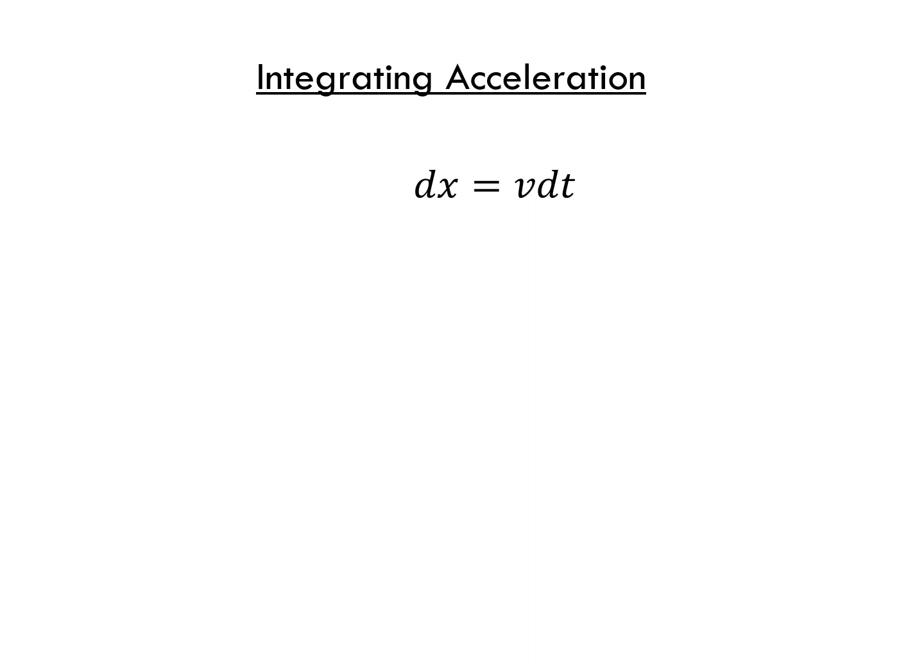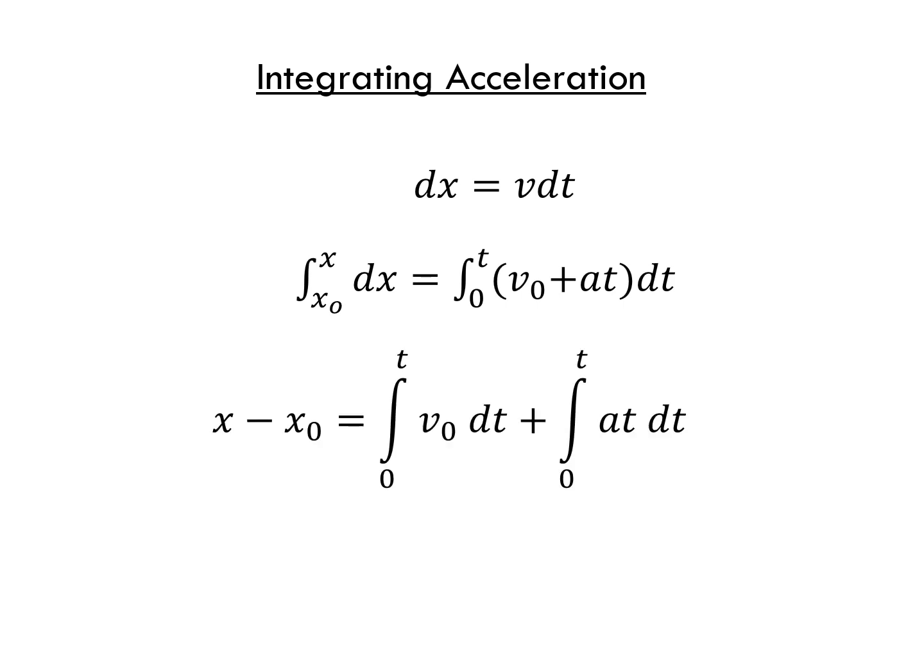Now, this is the case where v is not a constant, but v0 plus at. Integrating just like before gives us x minus x0 equal to v0 t plus at squared over 2. Please stop the video here and confirm that this equation checks out.